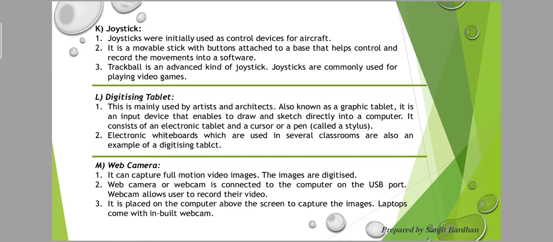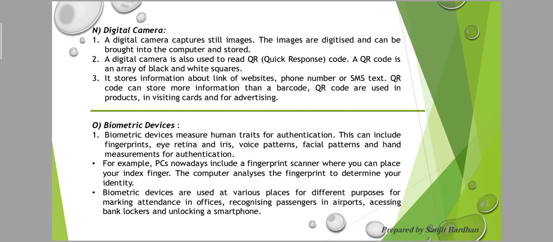Okay, next comes the digital camera. A digital camera captures still images. The images are digitized, can be brought into a computer and stored. A digital camera is also used to read a QR code. A QR code is an array of black and white squares. It stores information about a link, website, phone number, SMS, text.